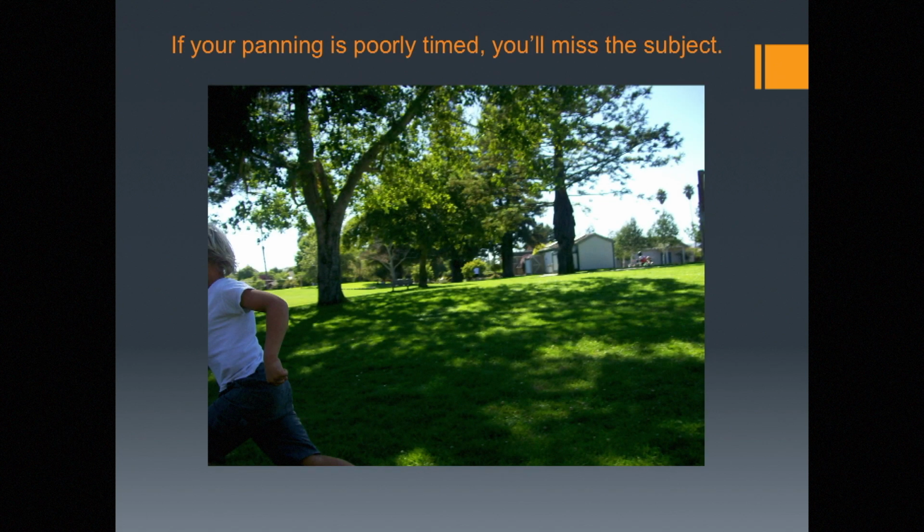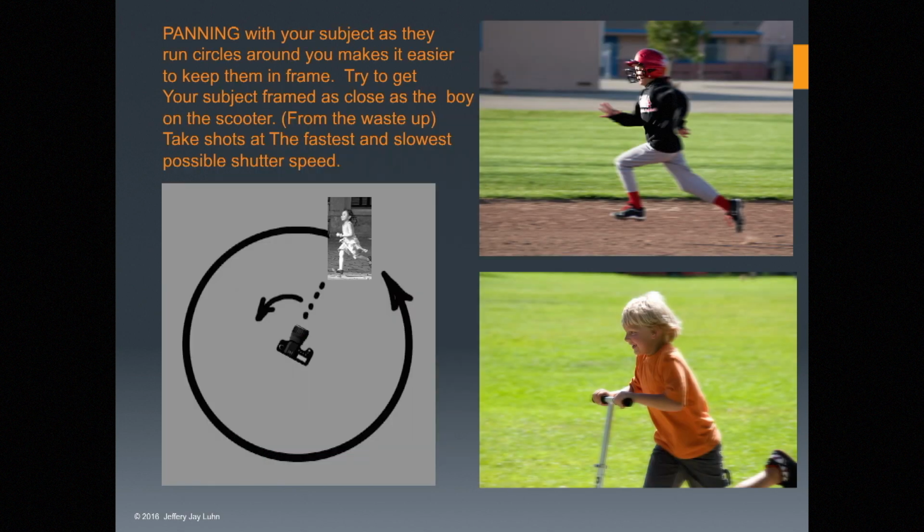If your panning is poorly timed, you'll miss the subject. You want to keep the subject in the frame at all times. One way to practice panning when you're first getting started is to pan with your subject as they run circles around you, and that makes it easier to keep them in the frame. Try to get your subject framed as close as the boy on the scooter, from about the waist up, and take shots at the fastest and the slowest possible shutter speed. That's what we're doing in part 2 of this assignment.